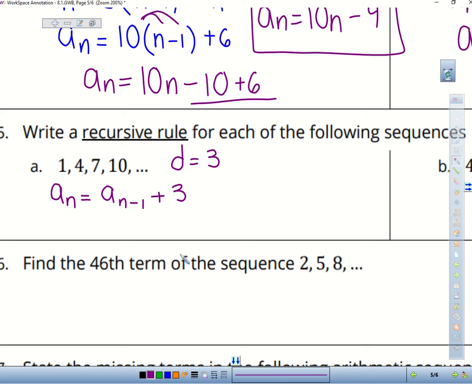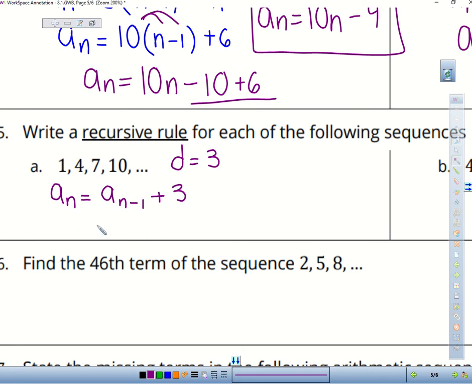If you know the 5th term of a sequence and you want to know the 6th term, you use the recursive rule. If you want to know the 45th term in a sequence, you use the explicit rule. So it's limited on what you know and what you have. So let's talk about what this terminology means. A sub n is the term you want to know. A sub n minus 1 is one less than the term you want to know.